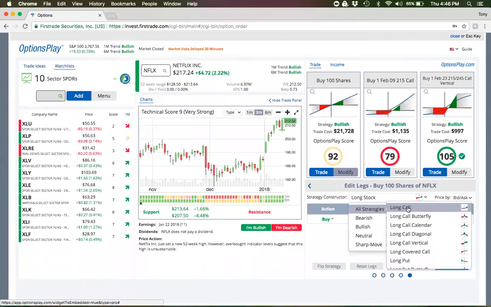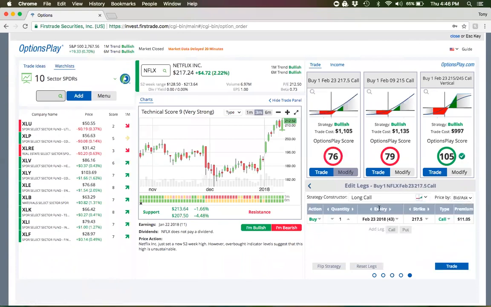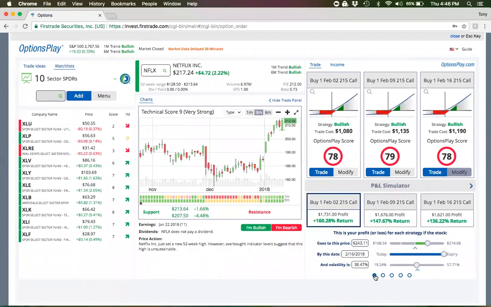So let's say I'm also going to look at a February 2nd 215 call. I have the same 215 call for February 9th, and now the same 215 call with a February 2nd expiration. And maybe I'll choose this third one with the February 16th expiration. So now I can compare the same strike price across 3 different expirations on what happens if Netflix beats earnings. So I'm going to go back to my P&L Simulator.